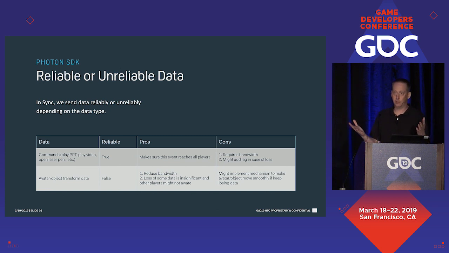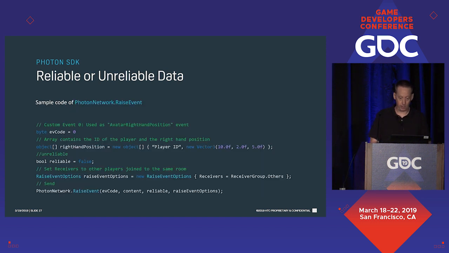So there are things you'd have to compensate for and figure out. But I'm going to walk you through a little bit of sample code as to why that matters. Or it's not even why it matters, but how easy it is. You'll see the first line, and in green are the comments. The first one is just calling the event code. This event is really my avatar's right-hand position.